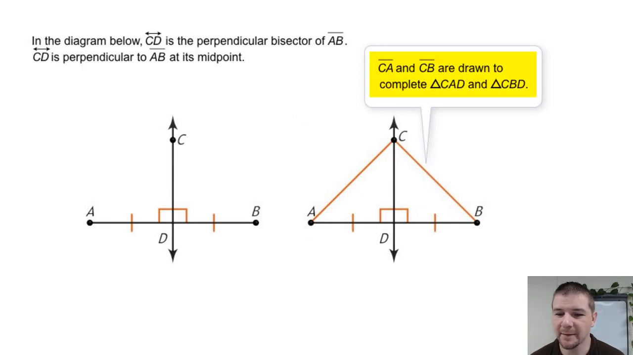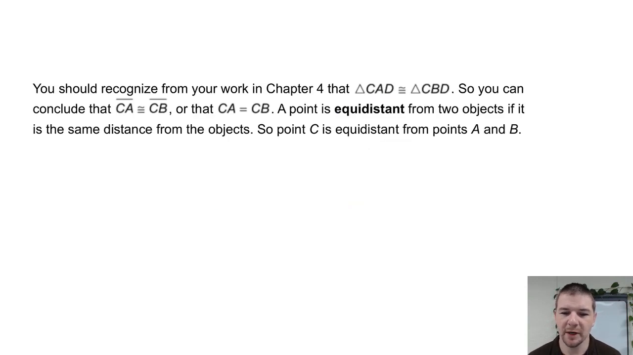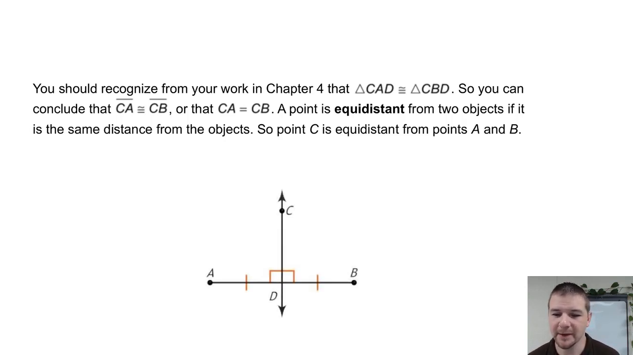We should note segment CA and segment CB are drawn to complete triangle CAD and triangle CBD. You should recognize from your work in Chapter 4 that triangle CAD is congruent to triangle CBD. So you can conclude that segment CA is congruent to segment CB, or that CA, the distance, equals CB. A point is equidistant from two objects if it is the same distance from the objects. So, point C is equidistant from points A and B.